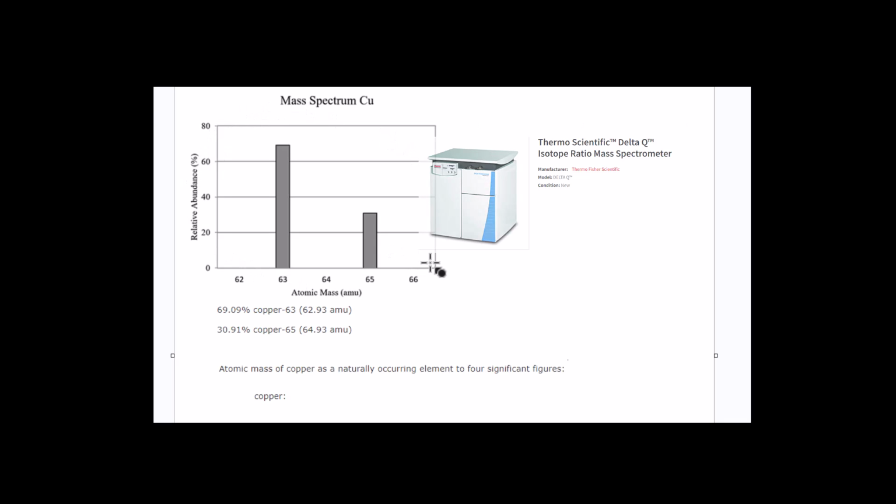Now, of course, this can lead to some really interesting questions that you're going to find on an AP exam in all sorts of ways. And we're going to go over one of the types of question, and that's what this says. The atomic mass of copper as a naturally occurring element to 4 significant digits. Well, atomic mass of copper, well, isn't it?